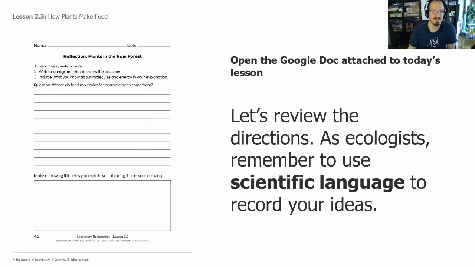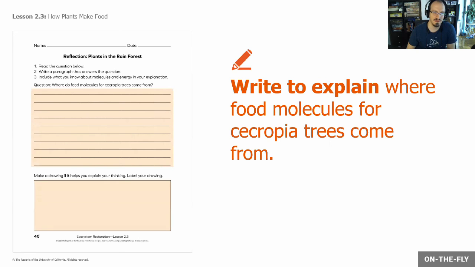There's also going to be a spot in the Google Doc for you to make a drawing if that helps you explain your thinking. If you do a drawing, we're just going to do it in Google Docs, and you'll be able to use the insert menu up at the top, click on insert, drawing, new, and you can make a drawing there. And if you do make a drawing, make sure you label it so that we know what's going on. So at this point, go ahead and write your explanation about where food molecules for Cecropia trees come from.